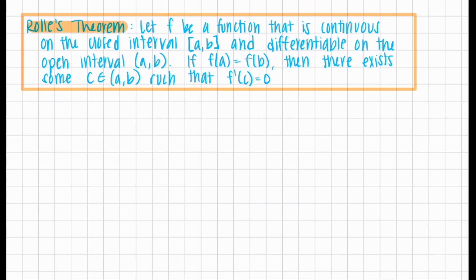Hello, we're going to be talking about Rolle's theorem today. Rolle's theorem is a special case of the mean value theorem. So let's go through what Rolle's theorem is first, and then we'll do a couple of examples.